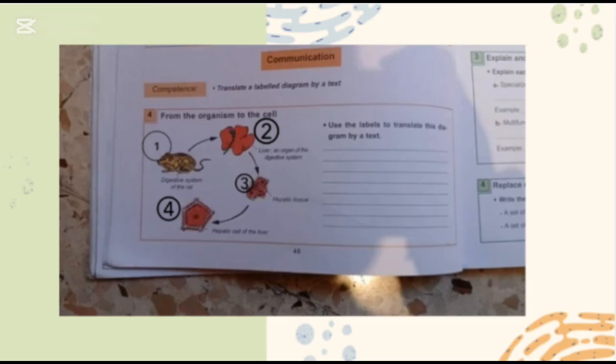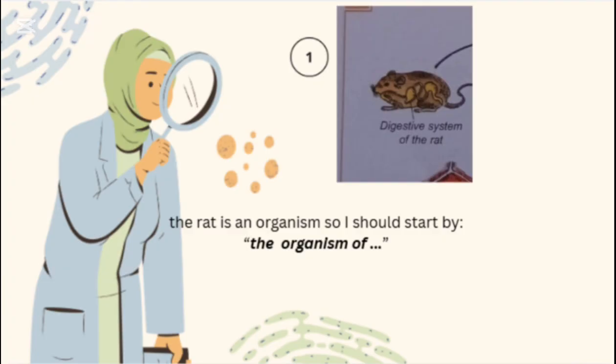Open your workbooks to page 48. Look at the diagram from the organism to the cell. Do you see the numbers 1, 2, 3, and 4? That is our roadmap. We are going to zoom in starting from the biggest part and going down to the very smallest. Look at the rat.